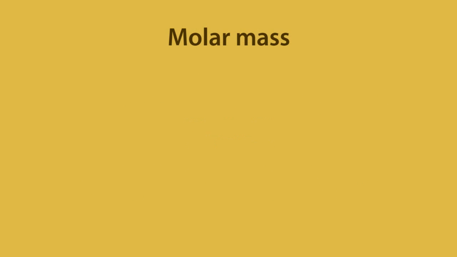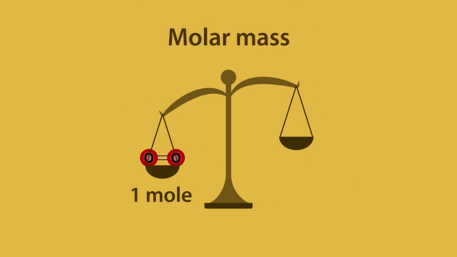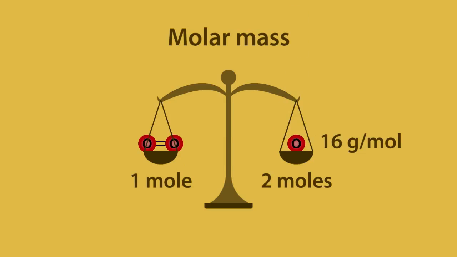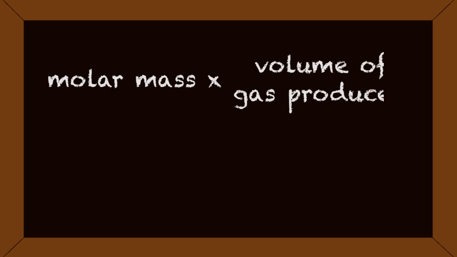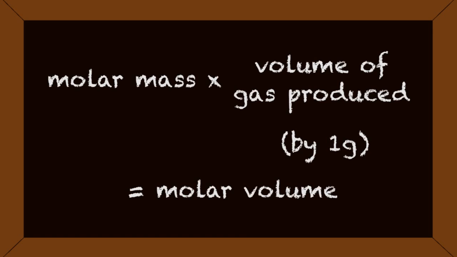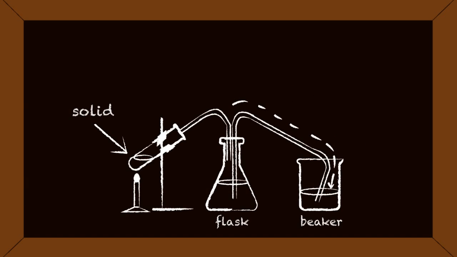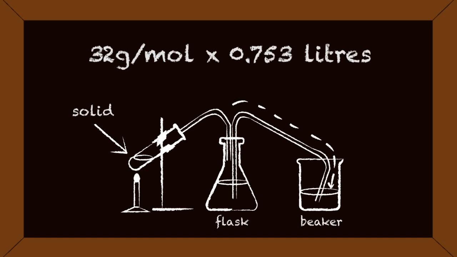The answer is that a mole of oxygen molecules contains 2 moles of oxygen atoms, so the molar mass for oxygen molecules would be 32 grams per mole. Finally, by multiplying the molar mass of oxygen by the volume of gas produced by 1 gram of oxygen molecules, you can calculate the experimental molar volume for oxygen gas. This you do by multiplying 32 grams per mole by 0.753 litres.